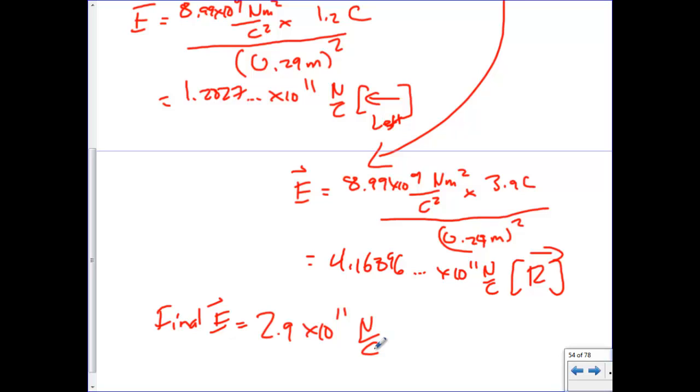Who wins the fight? Which way is it going, left or right? Right. Okay, good. Does that make sense to everybody? Awesome.